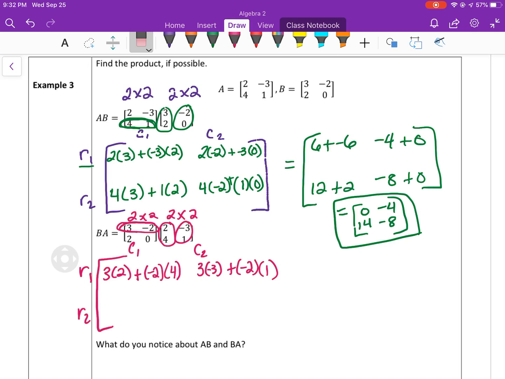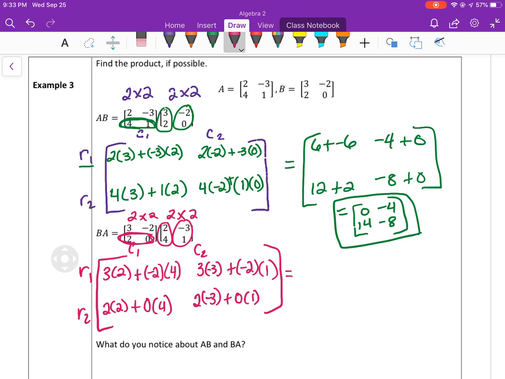So I'm done with row 1. I've multiplied row 1 by each column. Now we move to row 2, and you do row 2 times column 1, and that goes in the row 2, column 1 spot right here. So that'll be 2 times the 2 plus 0 times 4. And then row 2 times column 2, in the row 2, column 2 spot, so 2 times negative 3 plus 0 times 1.